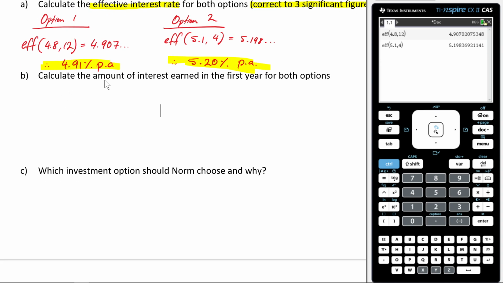It then says calculate the amount of interest earned in the first year for both options. This is where we're going to utilize the effective interest rates. Because remember, the effective interest rates here, this and this, is telling me how much money I'm going to earn in 1 year when we take into account the compounding periods. So that's the one that we're going to use to figure out how much we have effectively earned in the first year.